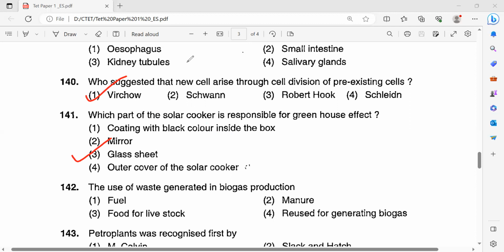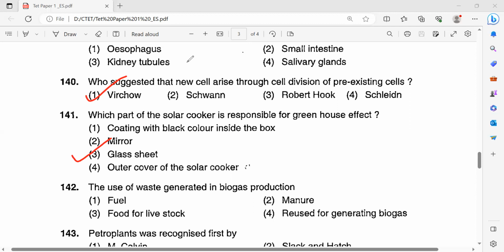So what is it doing? It is preserving the heat in the cooker itself. It is not allowing the heat radiations to go out of the cooker. It is controlling the heat radiations. So option 3, the glass sheet, is the right answer, which is causing the greenhouse effect here.